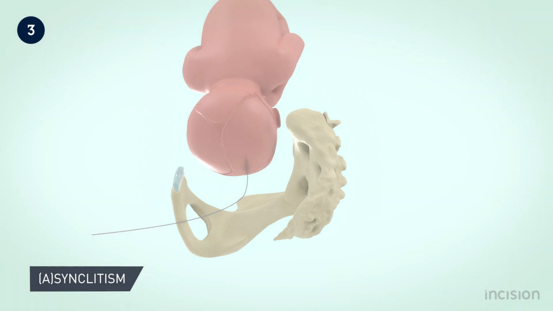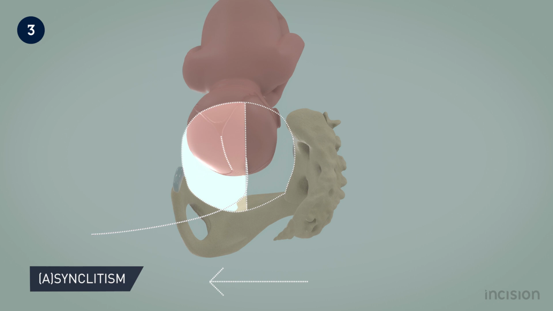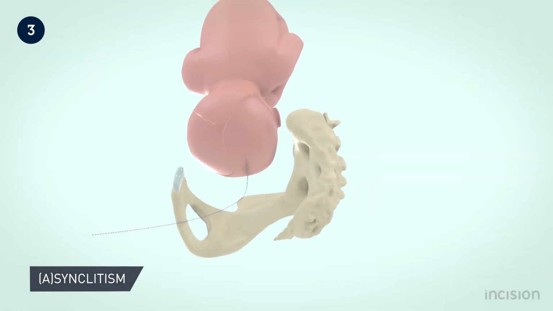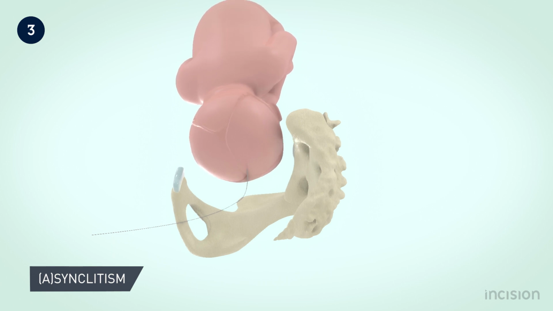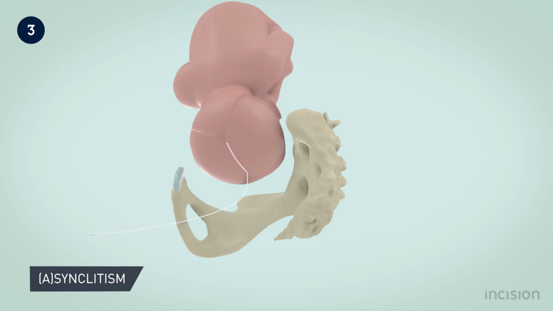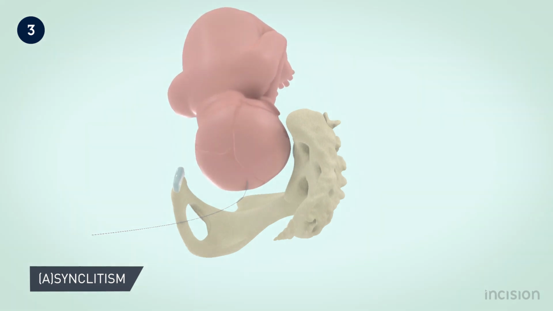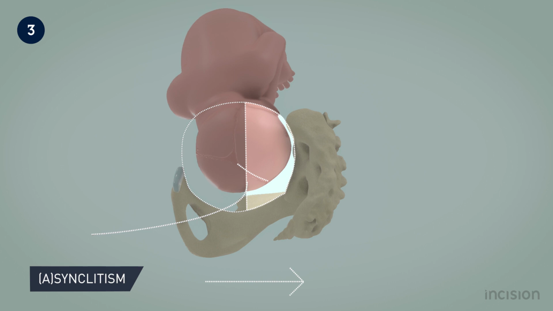With posterior asynclitism, the sagittal suture is positioned in front of the pelvic axis, in the anterior plane of the pelvis. With synclitism, the sagittal suture is in line with the pelvic axis in the anterior plane. With anterior asynclitism, the sagittal suture is positioned behind the pelvic axis in the posterior plane of the pelvis.